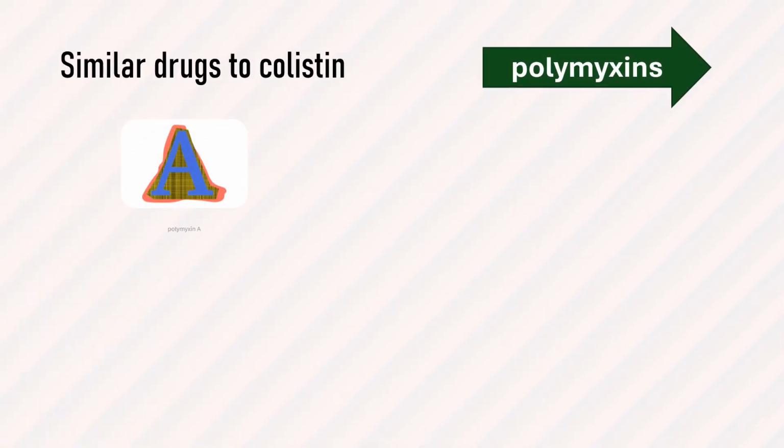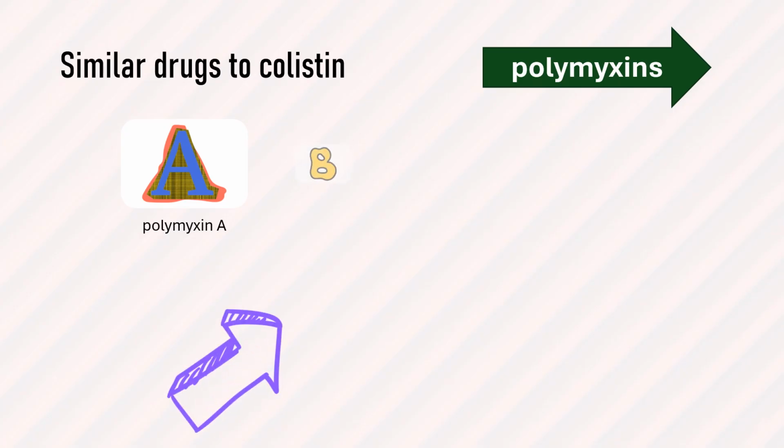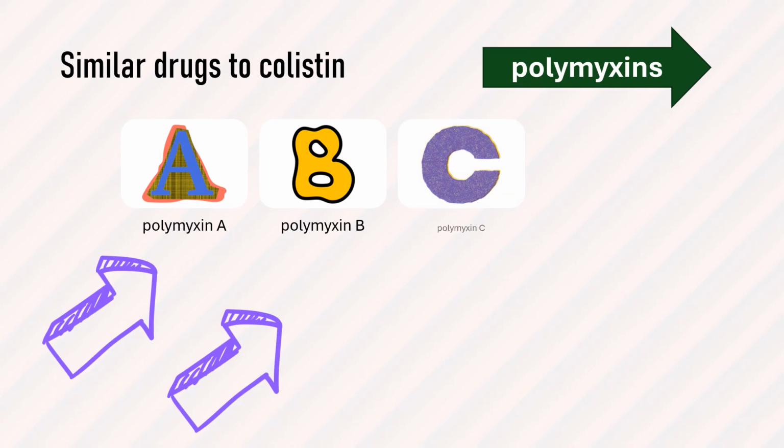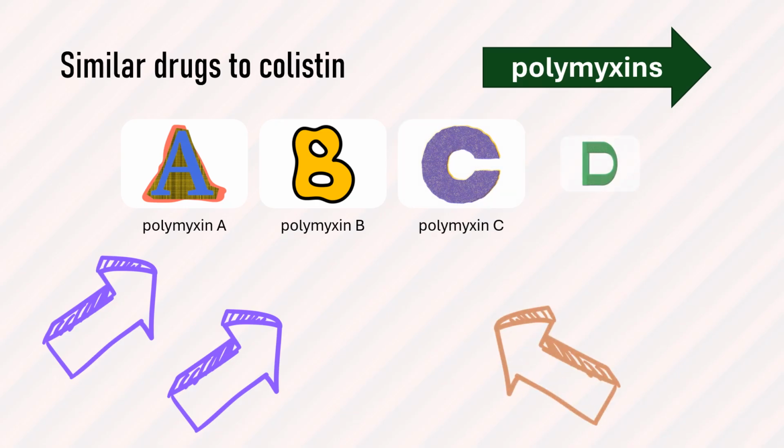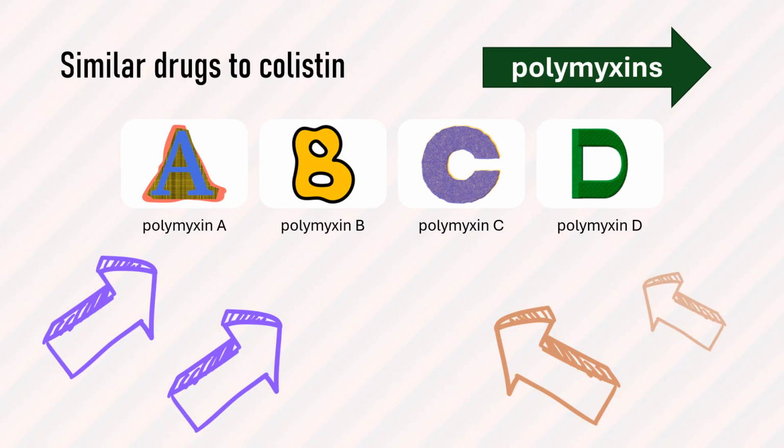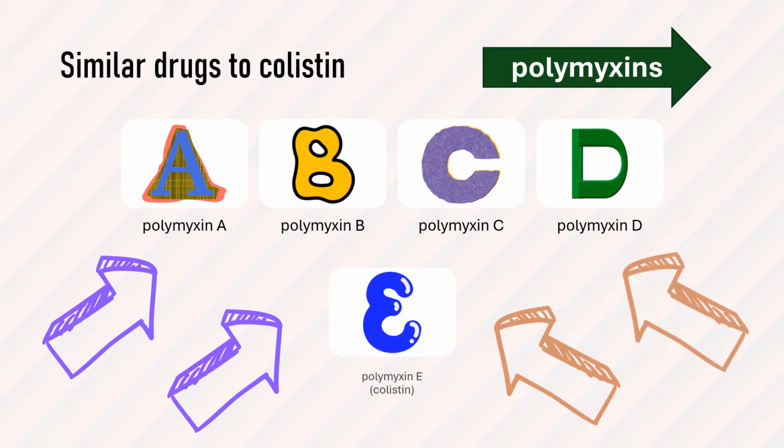Similar drugs to colistin. Colistin belongs to the polymyxin family. This group includes polymyxin A, polymyxin B, polymyxin C, polymyxin D, and polymyxin E, which is colistin. The most widely used are polymyxin B and colistin. These antibiotics have a similar mechanism of action and spectrum of activity.